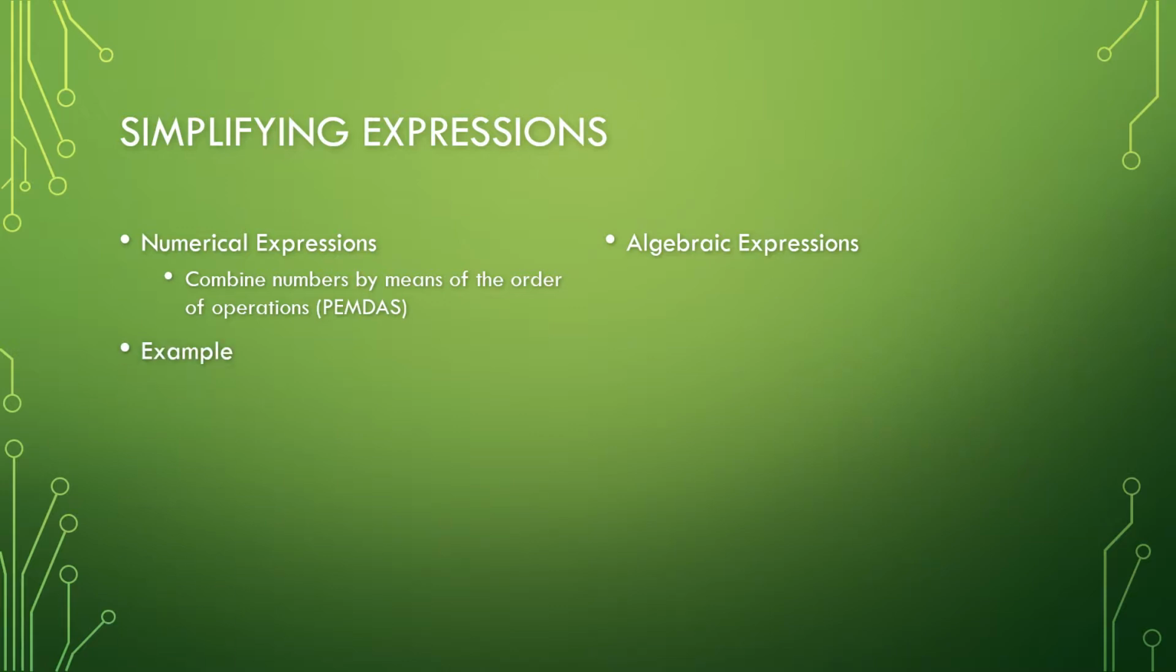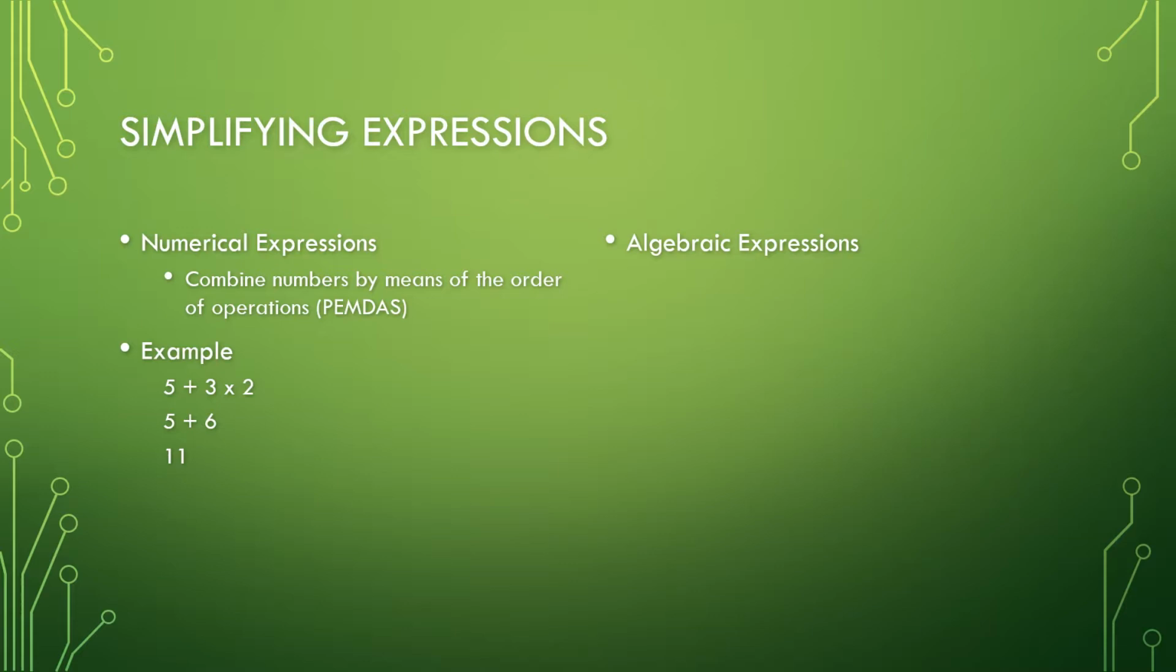And a quick example to kind of get your mind back on that. If we take 5 plus 3 times 2, multiplication happens before addition. 3 times 2 is 6. So now we have 5 plus 6. 5 plus 6 is equal to 11. So the simplified form of that numerical expression is 11.